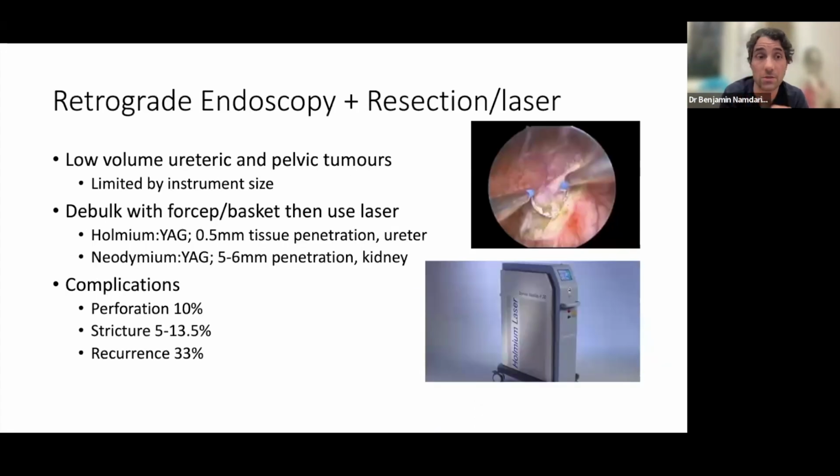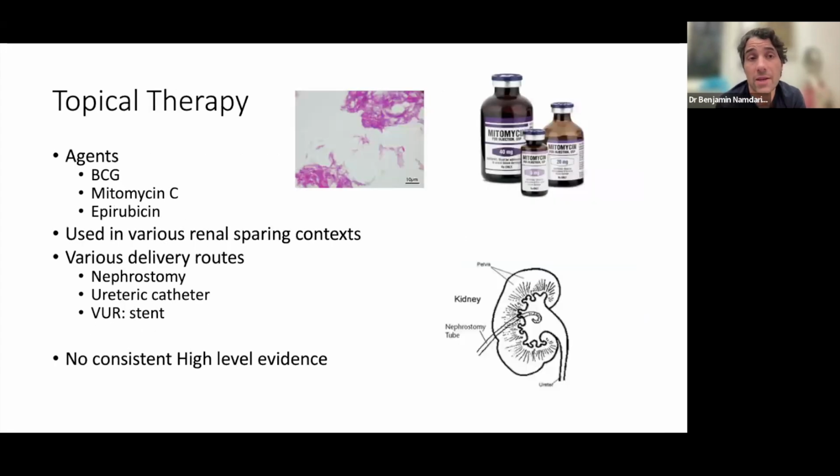So the simple things are just, you can do a resection or a laser, but there's problems with complications of the surgery and recurrence here. As mentioned, we can theoretically deliver the same agents that are used in bladder cancer. You might have heard of BCG or the mitomycin chemotherapy, epirubicin, doxorubicin. But the problem is we need the dwell time for it to work and engender the response. It's not as vascular an organ, so we don't see as good an immunologic response. And so there is some evidence around this, but there's no consistent high-level data.